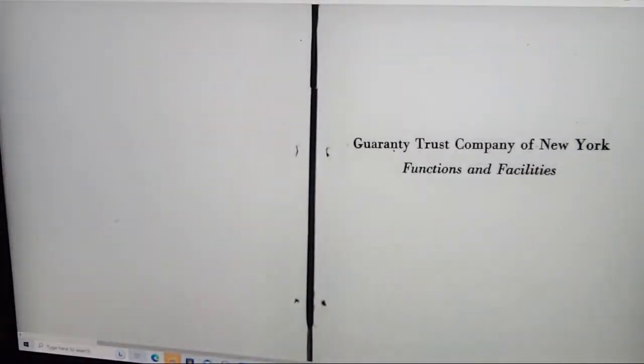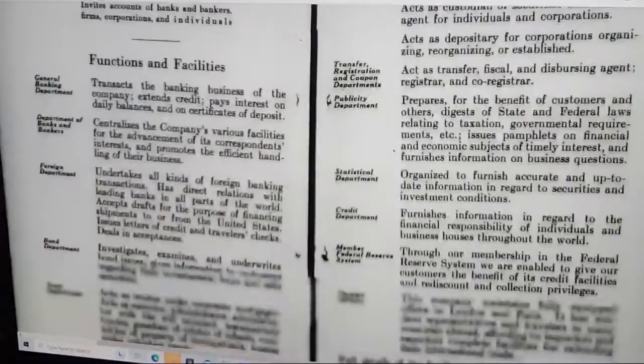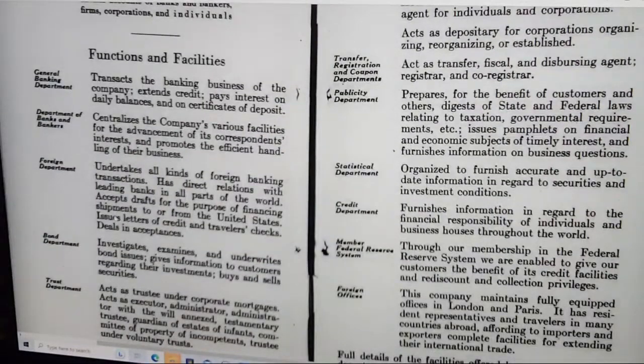Guarantee Trust Company of New York, functions and facilities. Guarantee Trust Company of New York invites accounts of banks and bankers, firms, corporations, and individuals. Functions and facilities. General Banking Department transacts the banking business of the company, extends credit, pays interest on daily balances and on certificates of deposit.